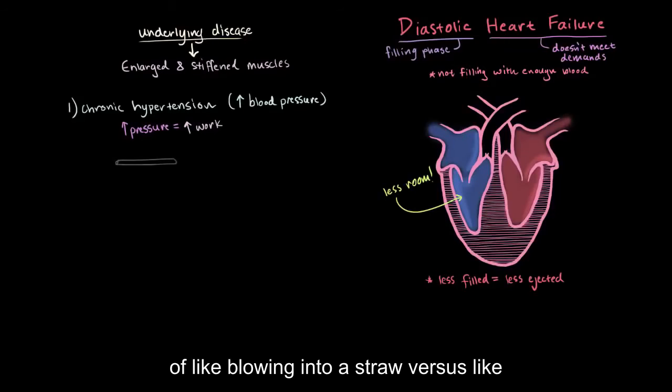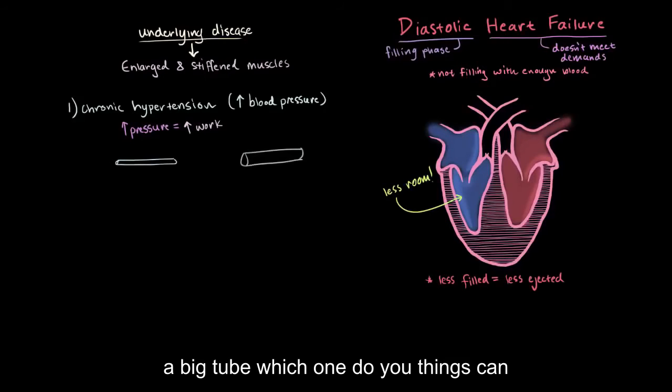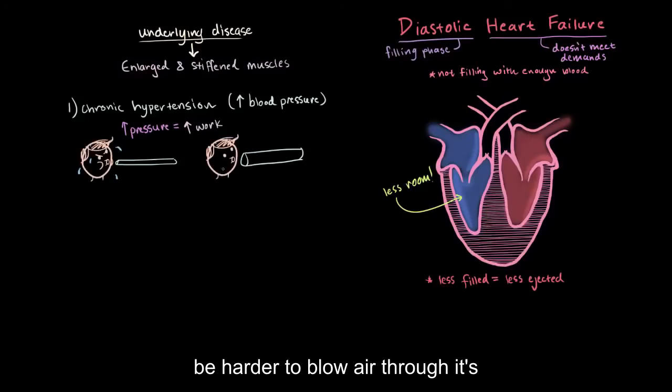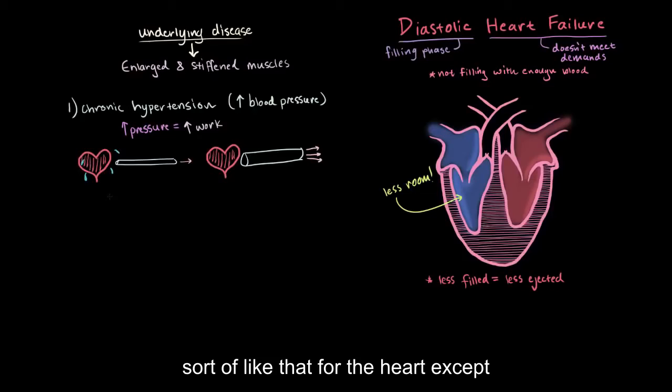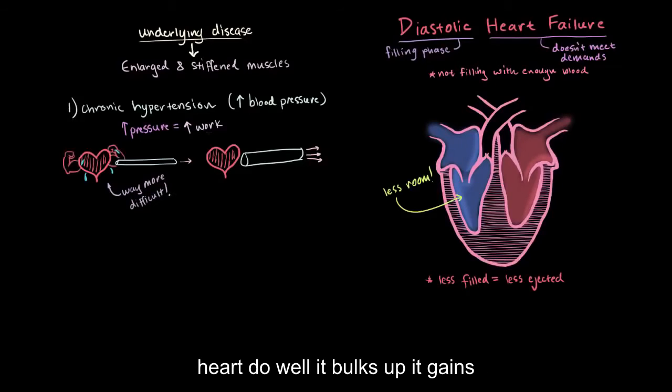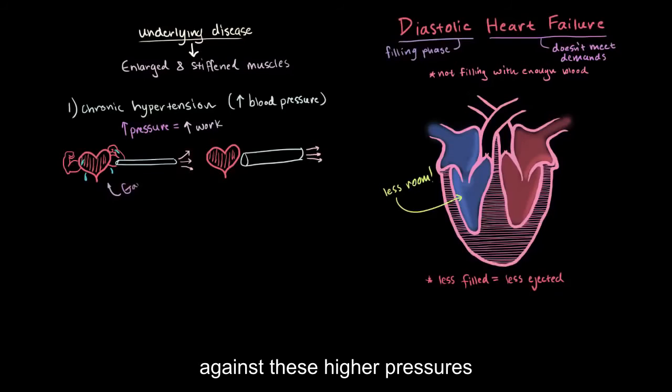And this is kind of like blowing into a straw versus a big tube. Which one do you think is going to be harder to blow air through? It's probably the smaller one, right? Well, it's sort of like that for the heart, except that the heart has to pump blood through these narrowed vessels, and this is way more difficult to do. So what does your heart do? Well, it bulks up, it gains muscle, and it gets bigger so it can pump against these higher pressures.